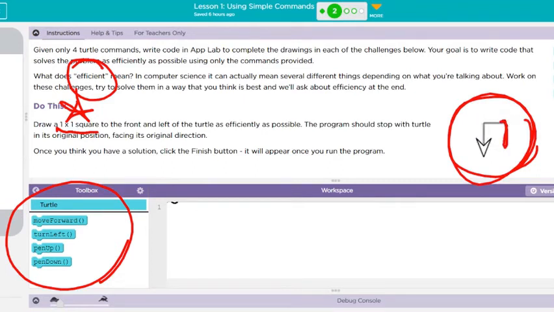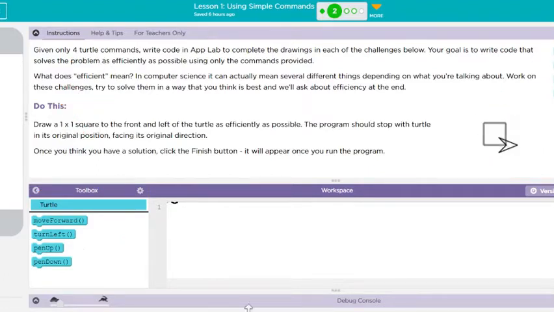Then it has to turn, and it's turning to the left. Move forward. Now it has to turn again. Turn to the left. Move forward. Now it has to turn again. Turn to the left. Move forward. So let's try those commands.